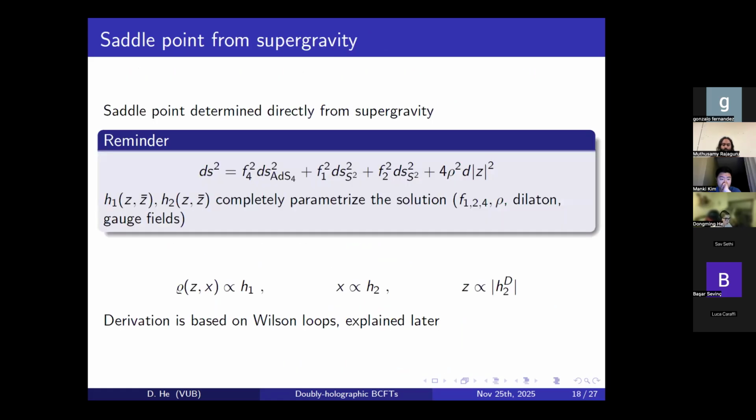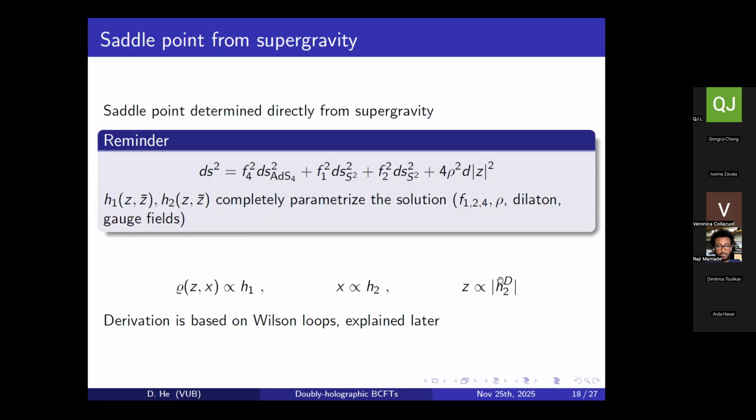So this is quite technical, but actually there is a very simple way to read off the solution. Remember that all the information about the supergravity is encoded in H1 and H2, the two harmonic functions. And the saddle point distribution is directly encoded by them. The value rho is proportional to H1, the eigenvalue is proportional to H2, and the gauge node is proportional to the harmonic dual of H2. So this is quite simple. The derivation is based on Wilson loops, which will be explained shortly after.